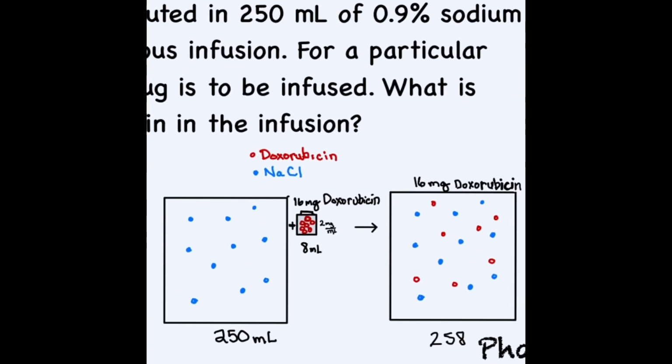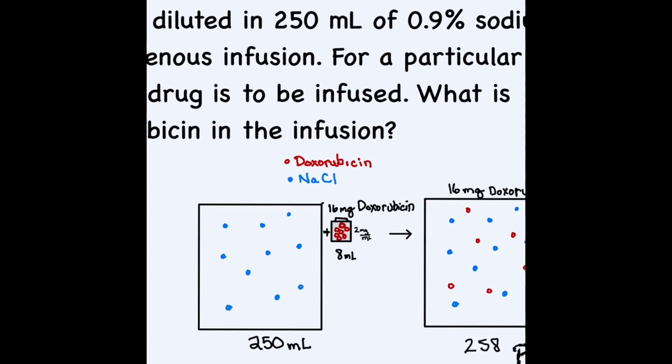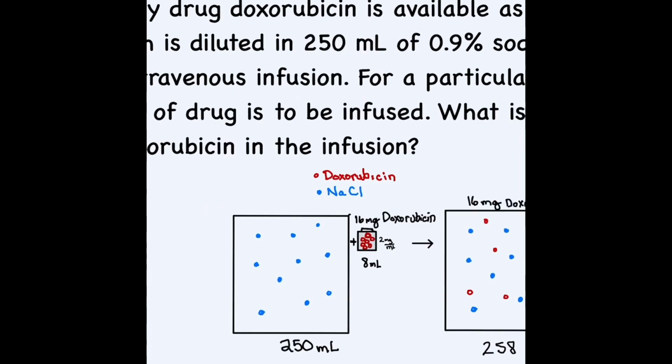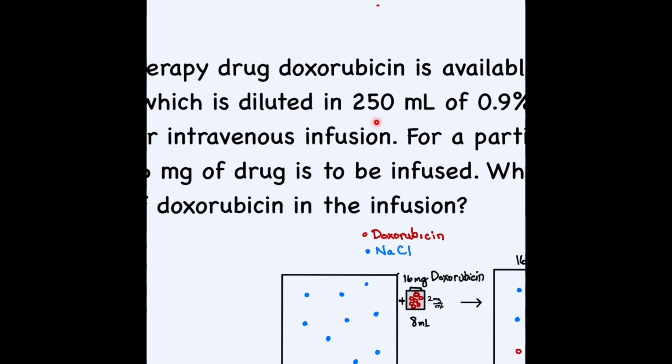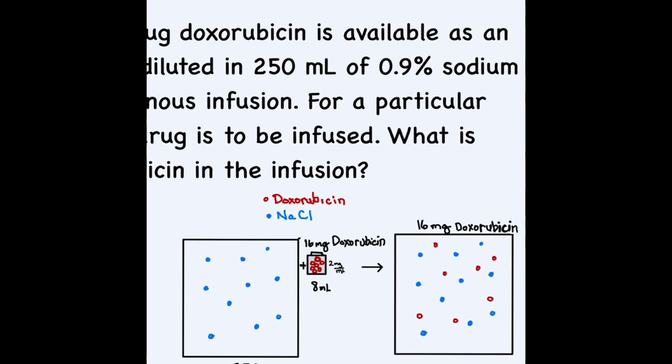Here we have a picture. Doxorubicin is going to be represented in red. Sodium chloride is in blue. And just like the question said originally, we have doxorubicin at 2 milligrams per mL. They want us to use 16 milligrams of doxorubicin, and it says we're diluting it in 250 mLs of sodium chloride. So this is our 250 mLs of sodium chloride. If you can picture that, we have a little bit of doxorubicin and a lot of the normal saline.